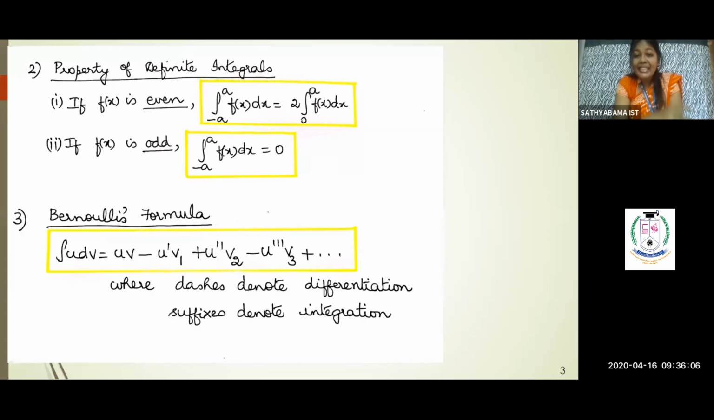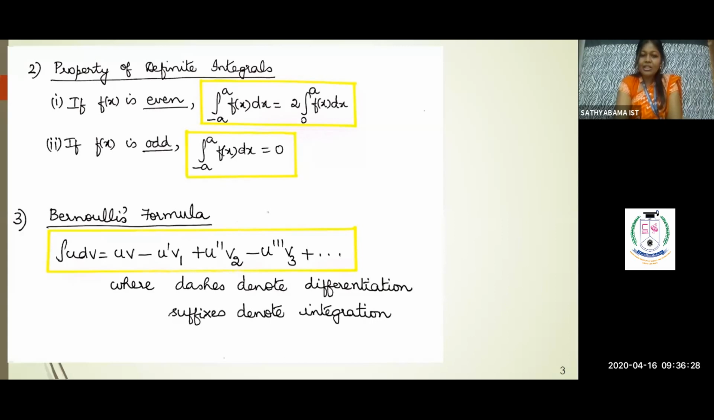It is twice 0 to a, okay? So minus a to plus a of any even function is twice 0 to a, fine? Similarly, whenever a function is odd, what is integral minus a to plus a of any odd function? It is always 0. This is a very, very important property that you have to remember, okay?